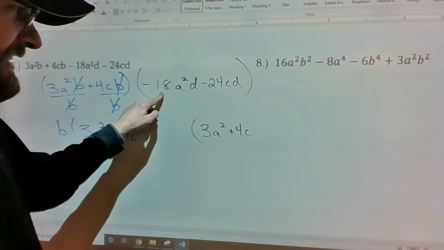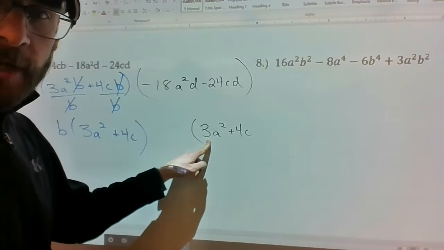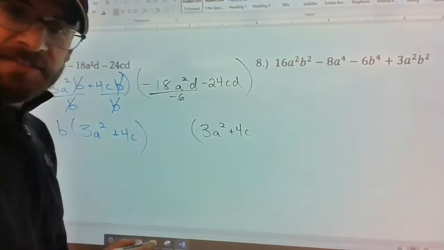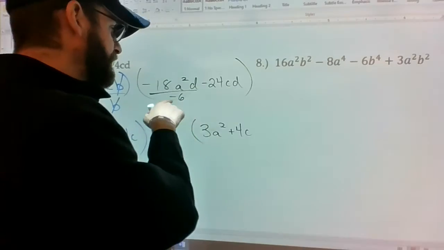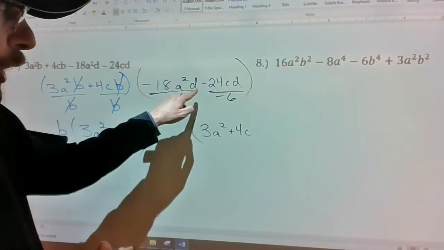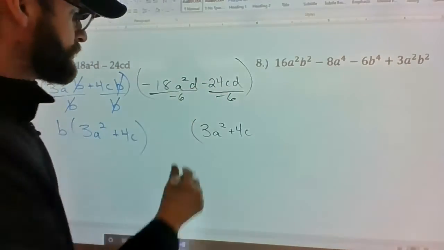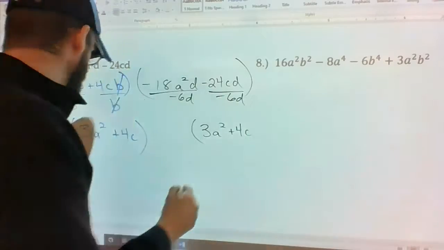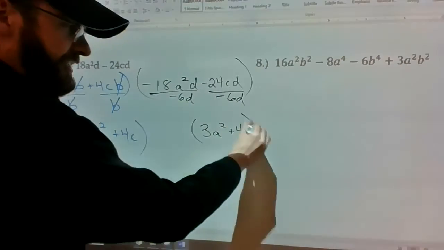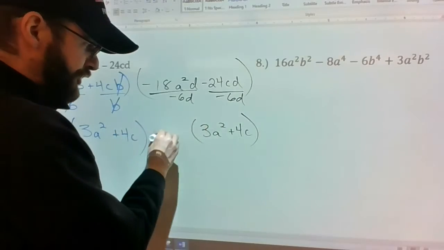So negative 18 divided by what gives me 3? Negative 6. All right, so if I'm dividing this by negative 6, I got to divide that by negative 6. They both also share a D, so put a D there as well. So stands to reason that the negative 6D should be out here.